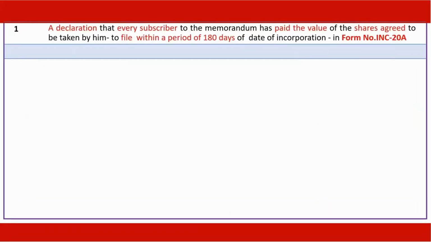Form number INC 20A has to be filed within 180 days of incorporation, and the form confirms with the declaration that every subscriber to the memorandum has paid the value of shares agreed to be taken up by each one of them.